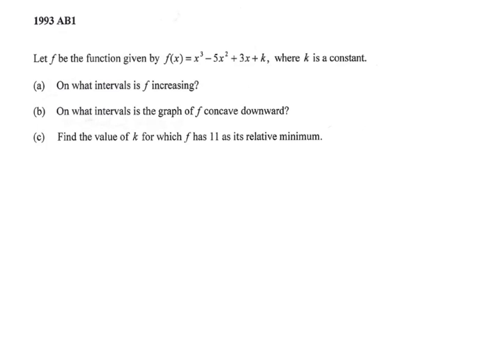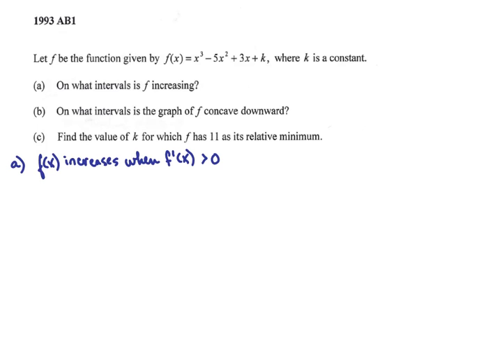Okay, for 1993 AB1, we have the function f of x is equal to x cubed minus 5x squared plus 3x plus k, where k is a constant. We want to find out on what intervals f is increasing. And stated most simply, f of x increases when f prime of x is greater than 0.